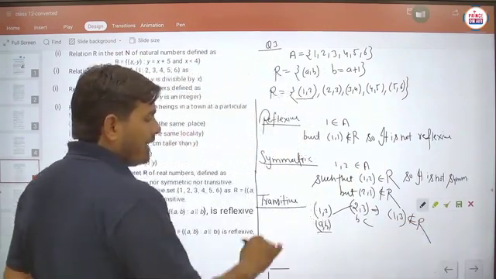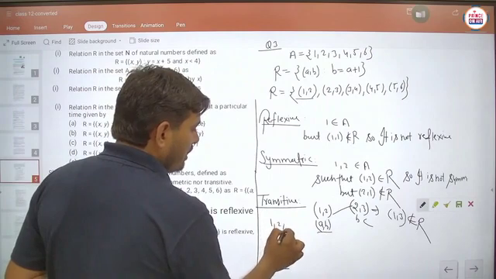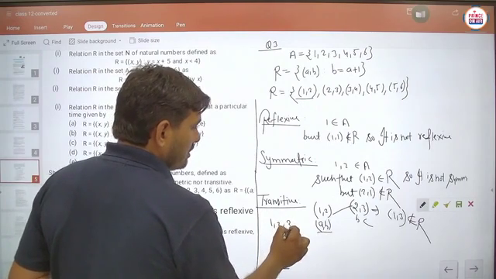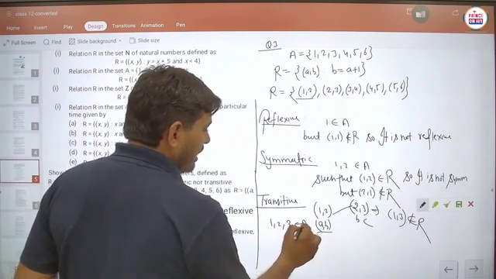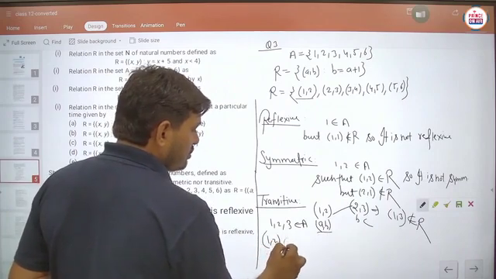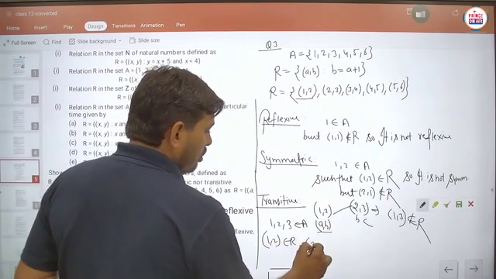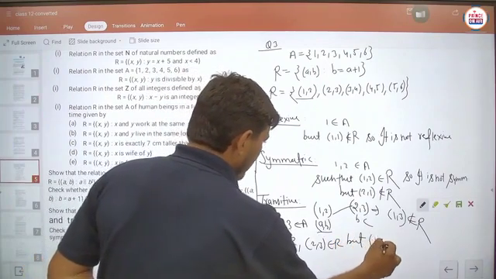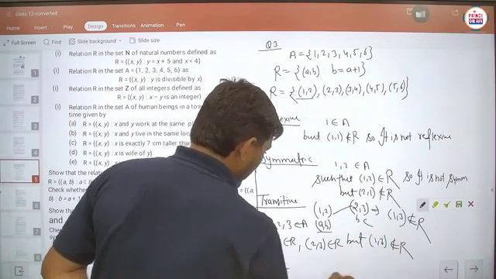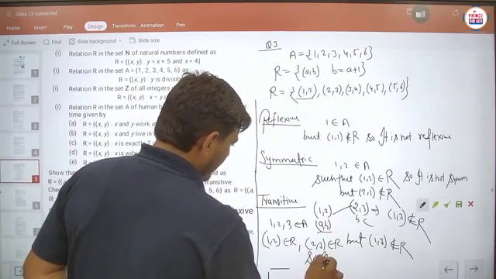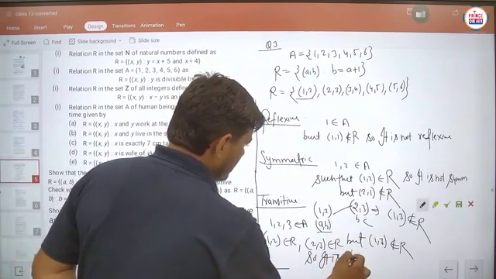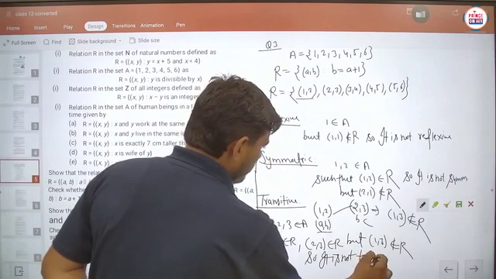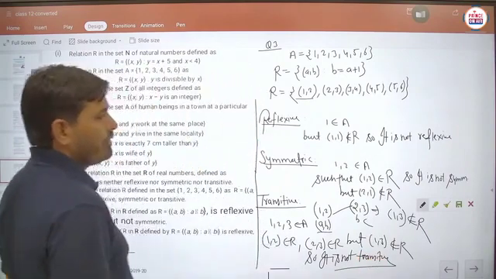So how will we write here? You can take the 3 numbers 1, 2 and 3 belonging to the set A such that 1 comma 2 belongs to R, 2 comma 3 belongs to R, but 1 comma 3 does not belong to R. So it is not transitive. It is not said to be transitive. Is it clear?